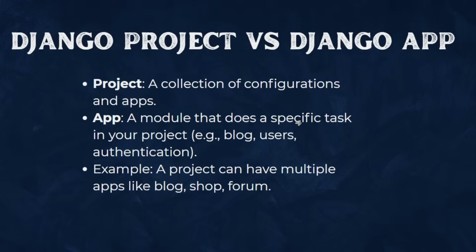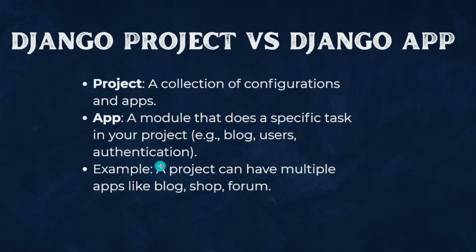A specialized task, a specific task, is called an app. In the project we have multiple apps. The project is a collection of configuration and apps. Configuration means settings. The apps are specific tasks in your project, like blog, user authentication, the login system. These are handled in the app.